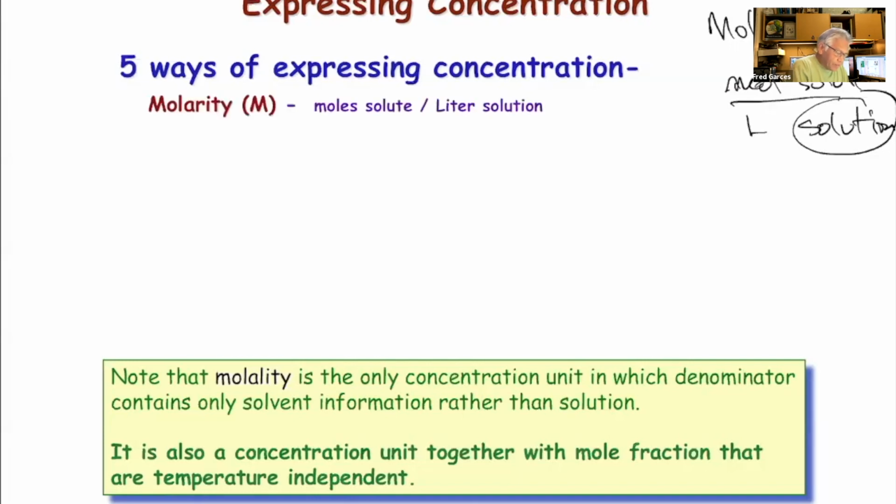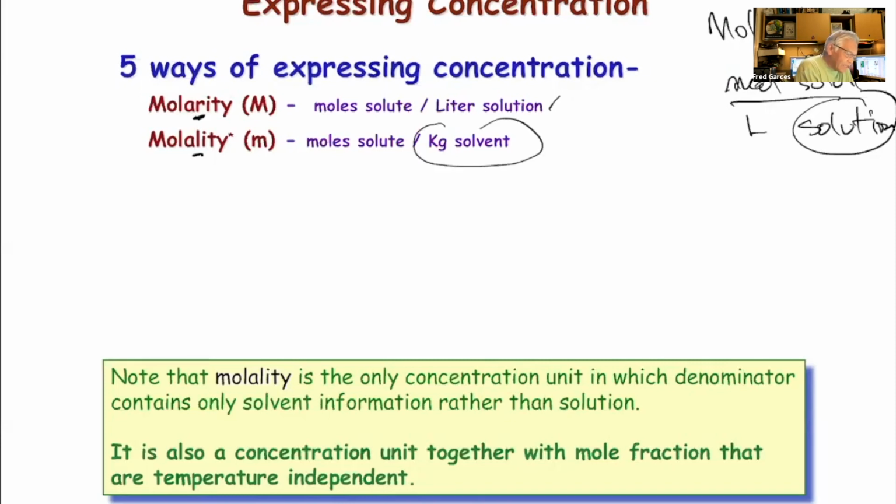So we know that. The other unit that you are expected to know is molality. Look at the difference. Molarity is with an R. Molality is with an L. Its abbreviation is small m, not capital M. And this is moles of solute, just like molarity, but instead of liters of solution, it's kilograms of the mass of the water, the solvent.